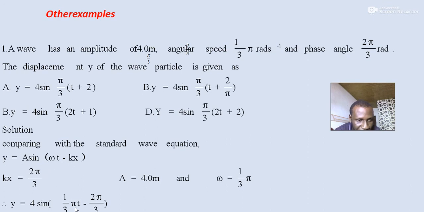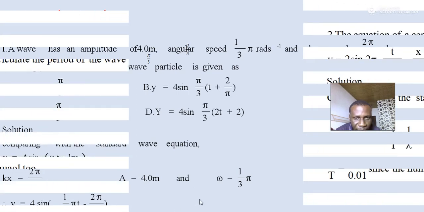So what is common here? Pi is here, pi is here. Take it outside the bracket. 3 is done, 3 is done. Take it outside the bracket. What will remain here will now be t, and here will now be 2. So that is the correct answer to that question.